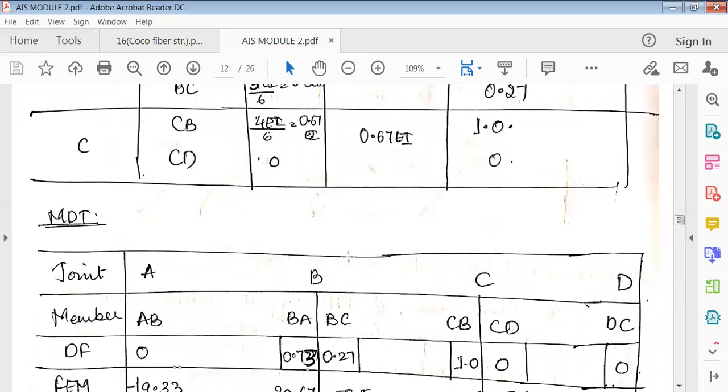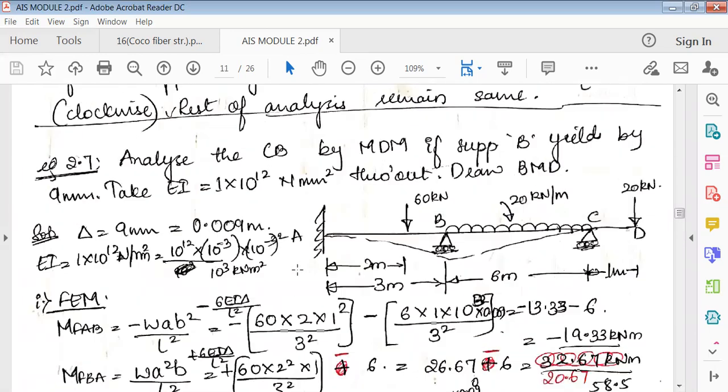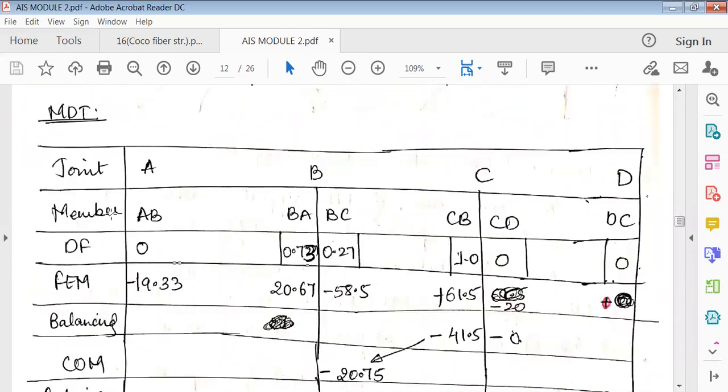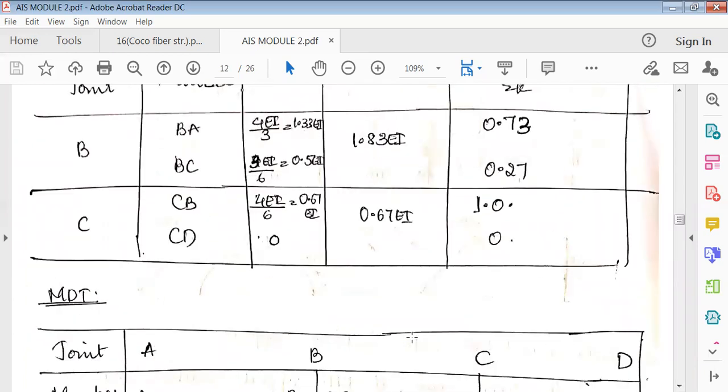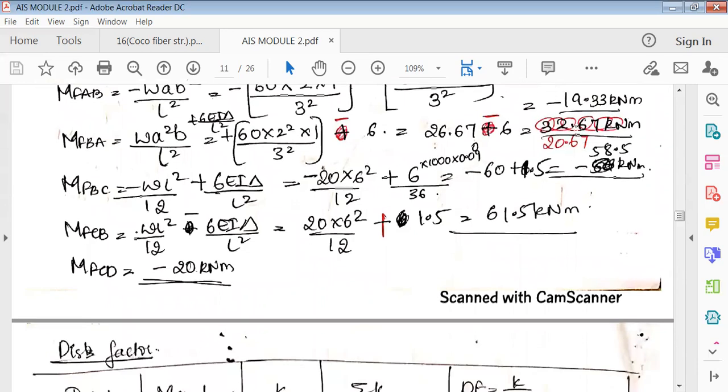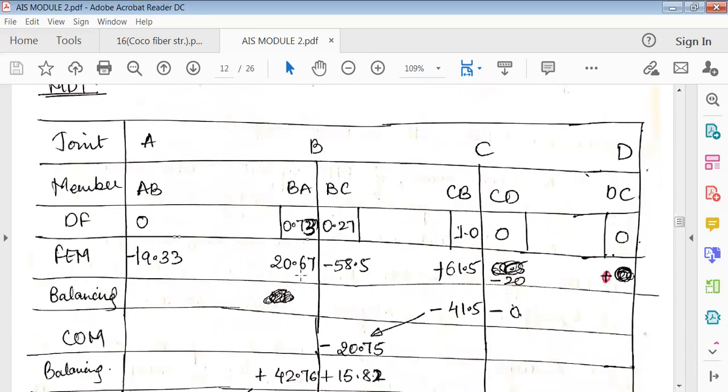In the moment distribution table, first write it as it is: A, B, C, and D. Then members AB, BA, BC, CB, CD, DC. Then distribution factor. For AB it is 0. For B, whatever we found out, 0.43, 0.73, 0.27, and for CB it is 1, CD it is 0. Here also it is 0. Next, write all the values which you've calculated, fixed end moments: 19.33, 19.33, 20.67, minus 58.55, plus 61.5, and here it is minus 20, here it would be 0.